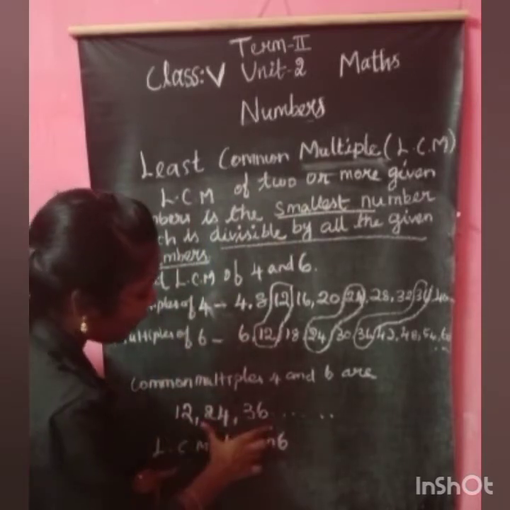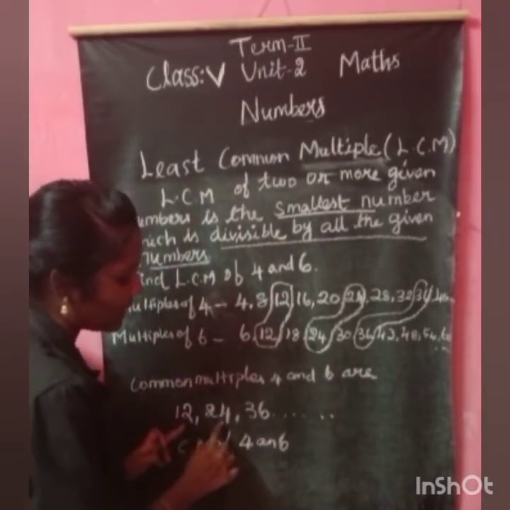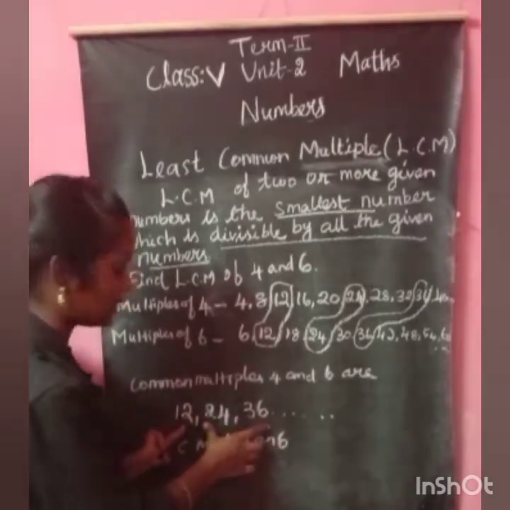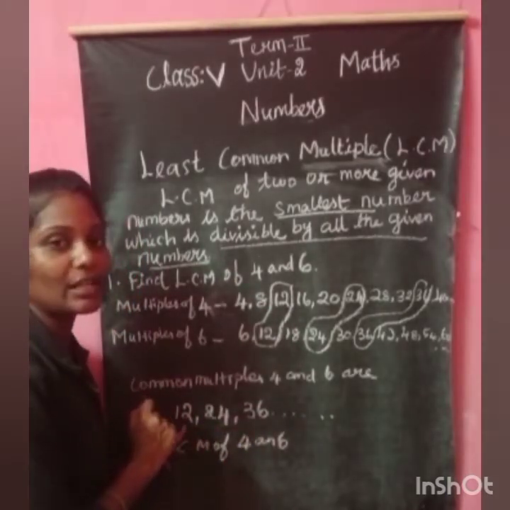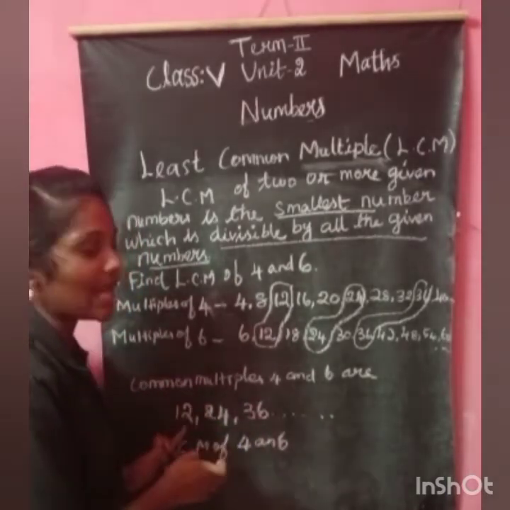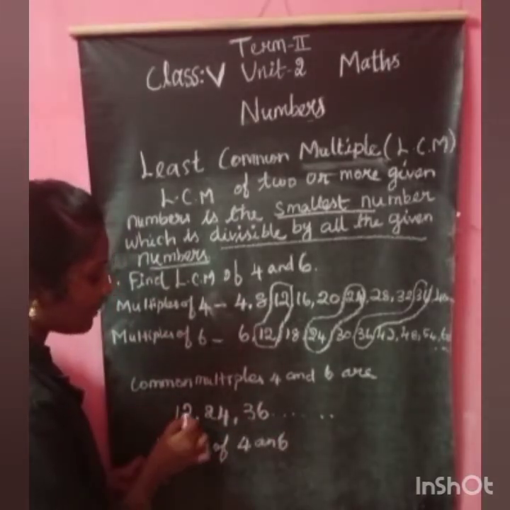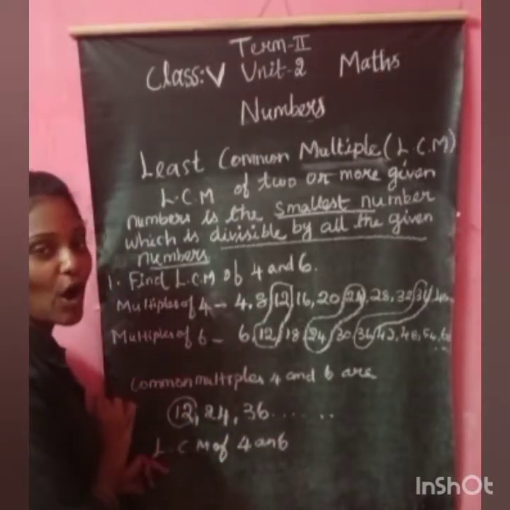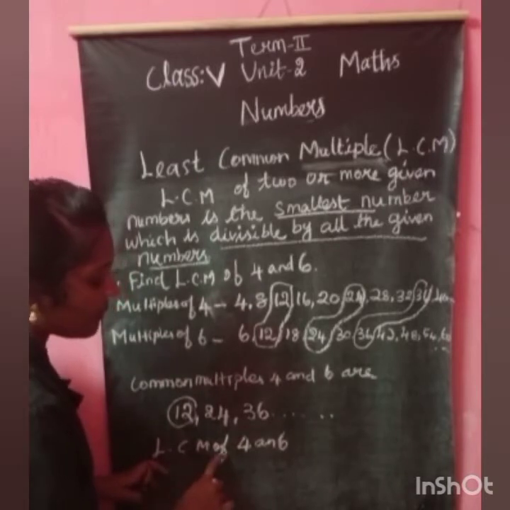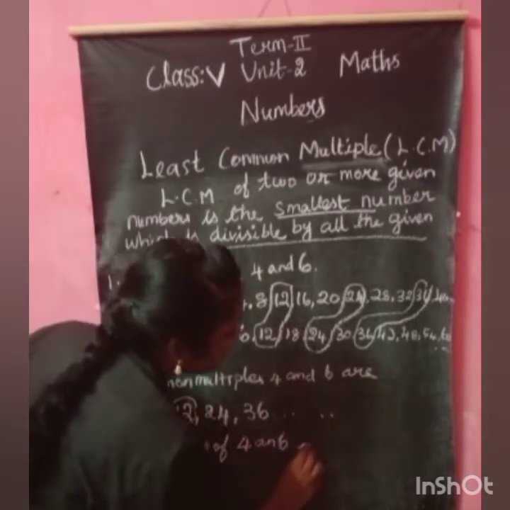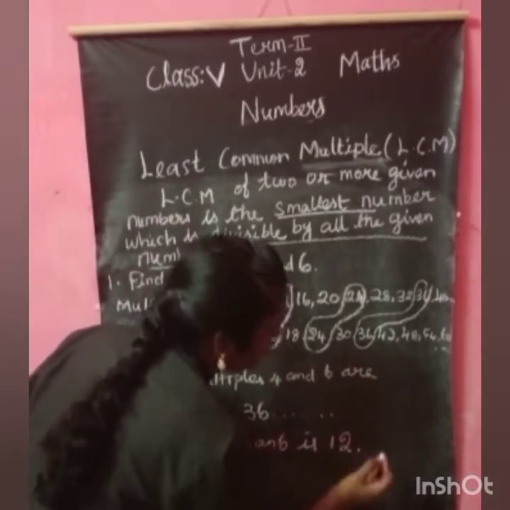So this is a common multiple. 12, 24, 36 are common multiples. Least common multiple means the smallest number. So which one is the smallest number? 12 is the smallest number. So the LCM of 4 and 6 is 12.